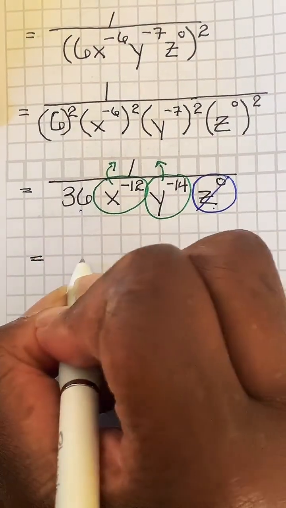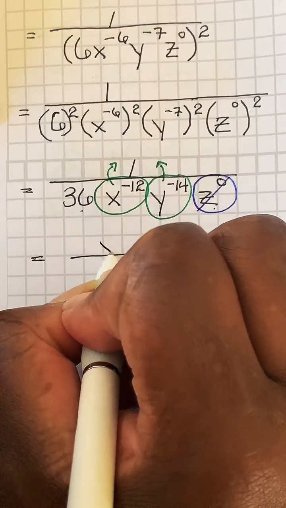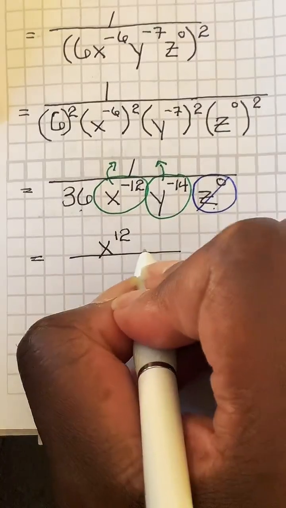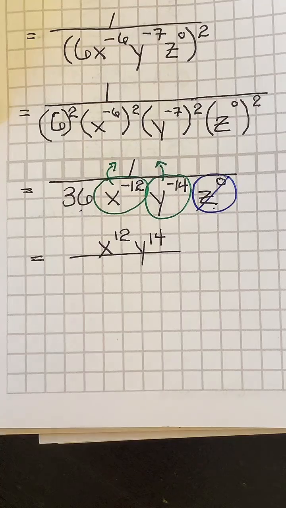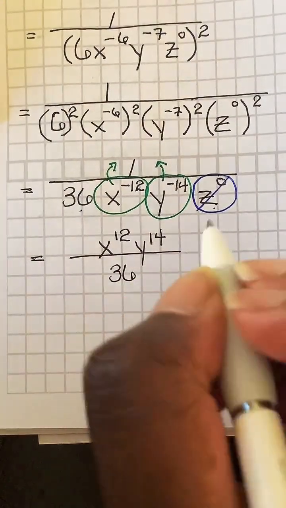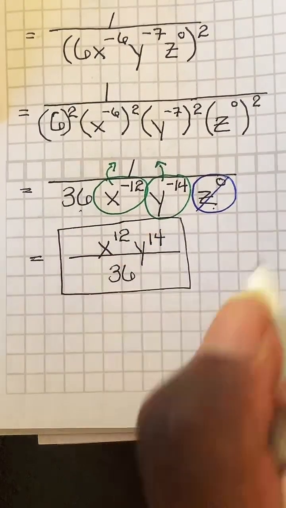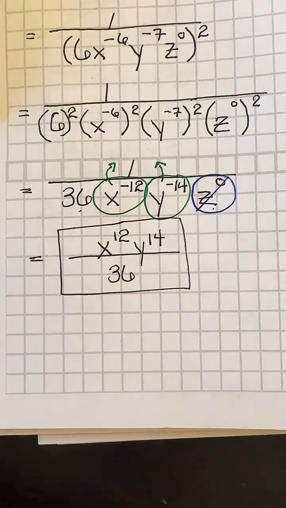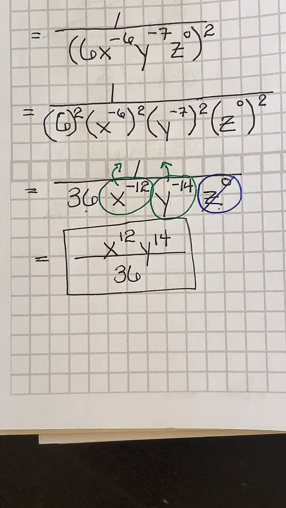So it looks like our answer is going to be, if you want to put the 1, you can. x to the 12, now it's positive. y to the 14th, now it's positive, over 36. And if you're like, well, where did the 1 go? The 1 is understood to still be in the numerator. Okay? Remember, if there's something in the numerator, the 1 is understood to be there.